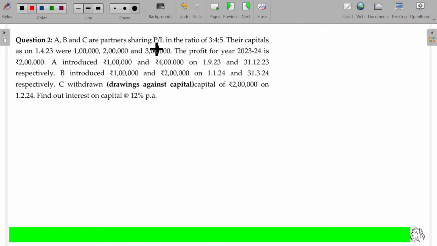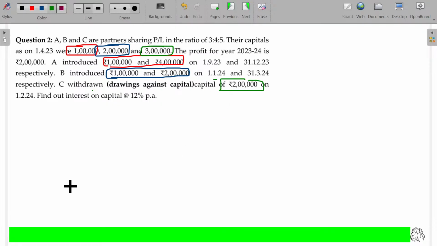A, B and C are partners sharing profits and losses in the ratio of 3:4:5. Their capitals are this much at the year beginning. The profit for 23-24 is 2 lakhs. A introduced 1 lakh and 4 lakhs on these dates as additional capital. This is A's capital. And this is B's capital. B introduced 1 lakh and 2 lakhs additionally some time later. And this is C's initial capital. C withdrew capital of rupees 2 lakhs.